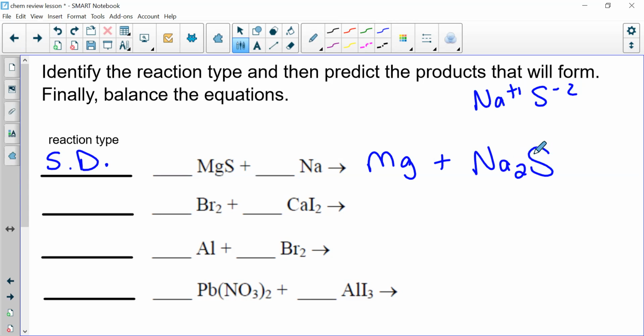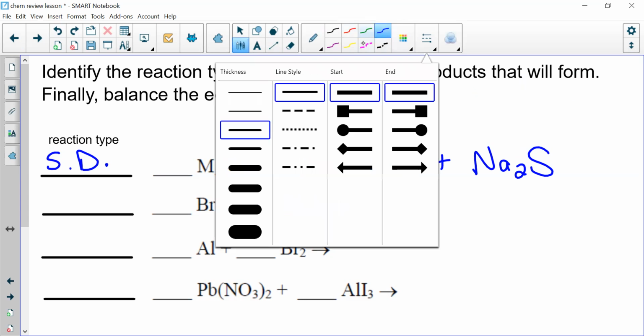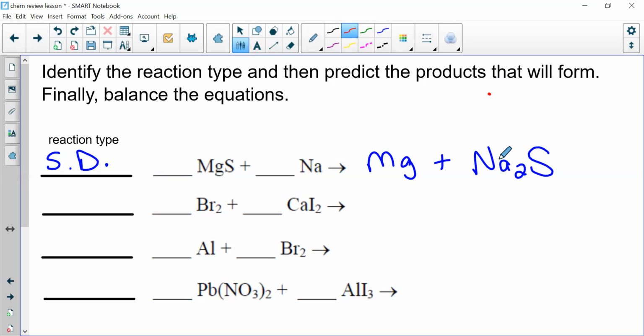This question then says balance it. I won't have a multi-layered question like this on your exam, but you could then balance these out. I have 2 sodiums over here, so I need a 2 here. And actually I think that's it. 1 magnesium, 1 sulfur, 1 sulfur. Yeah, that's it. This one I'm actually going to skip because we're going to stick with just the single displacement with metals, not non-metals. So don't worry about that one.